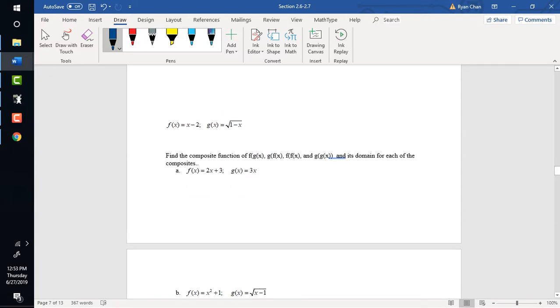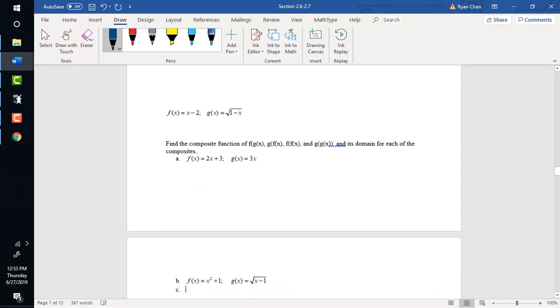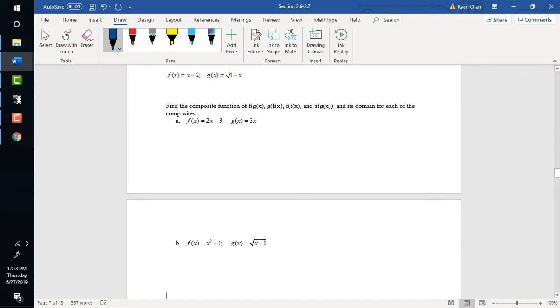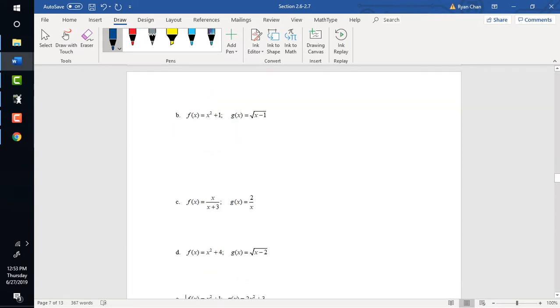So let me do another example here. Let's do the same one. And sometimes they may flip it around. So maybe they'll ask you, what is g of f of x?